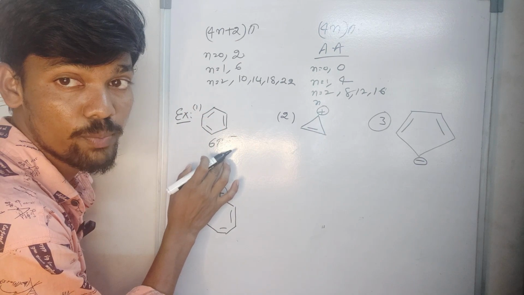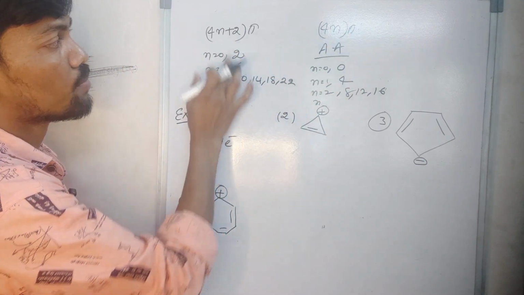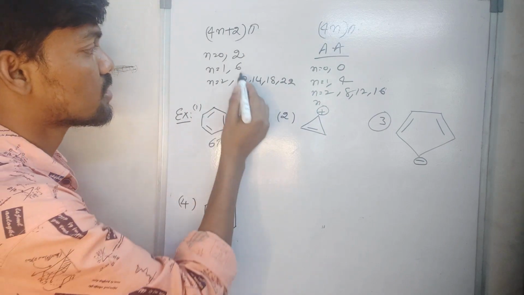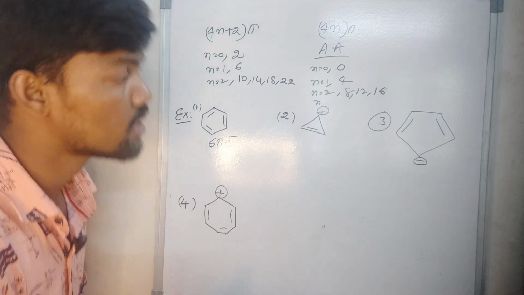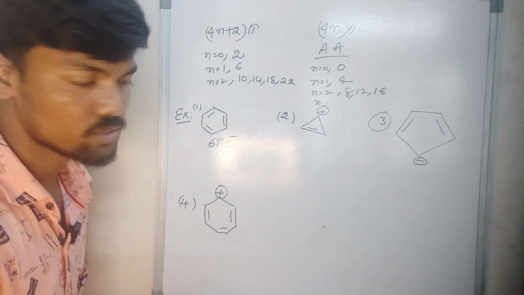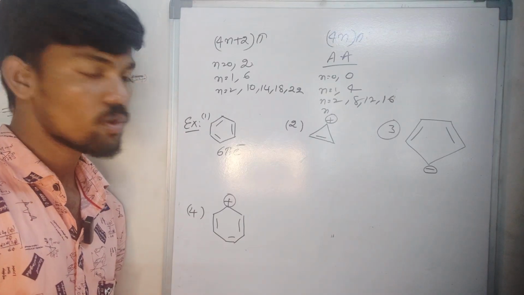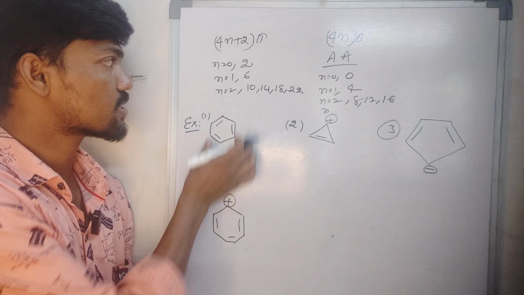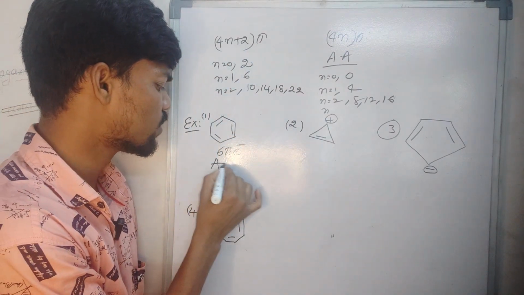In which form will the 6 pi electrons fit: 4n plus 2 or 4n? This is 6, so it obeys the 4n plus 2 pi electrons rule. By taking n equal to 1, we get 6. Now listen, these are 6 pi electrons from the 4n plus 2 rule, so it is aromatic. So an aromatic compound is there.